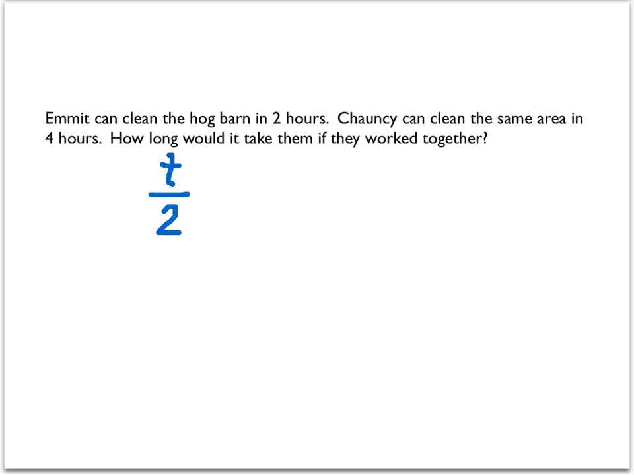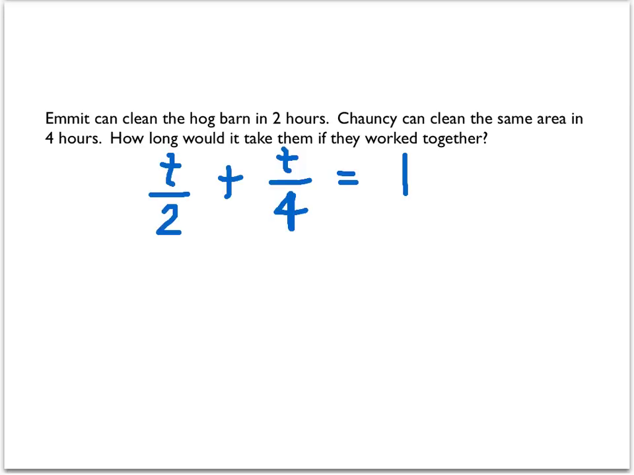Same thing with Chauncey then. He can get it done in 4 hours, so the fraction he can get done will be written like this. I'm going to add these up since they're working together, and it's going to equal 1, 1 standing for 1 job.